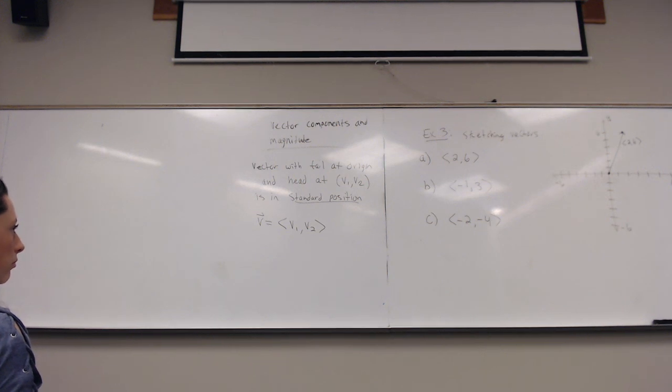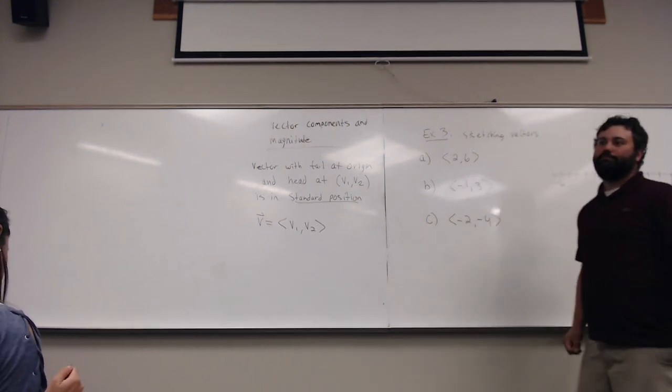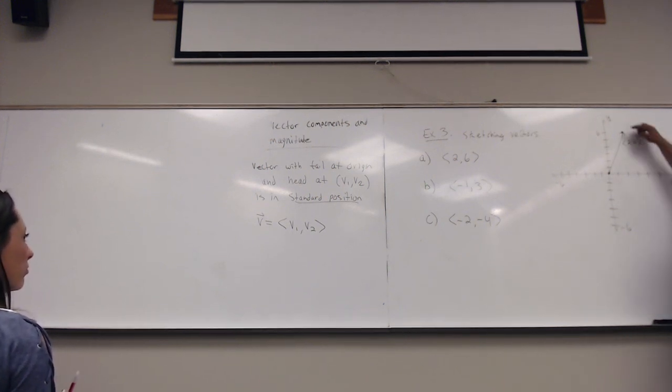So we're graphing them like we would any other point. We're just drawing a line. As long as your vector's in standard position, these are just the coordinates of the head of the vector. Now, I could have also drawn this vector starting here, though. I just would have to go 2 units right and 6 units up.